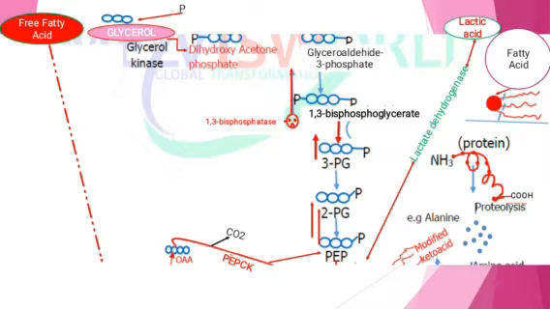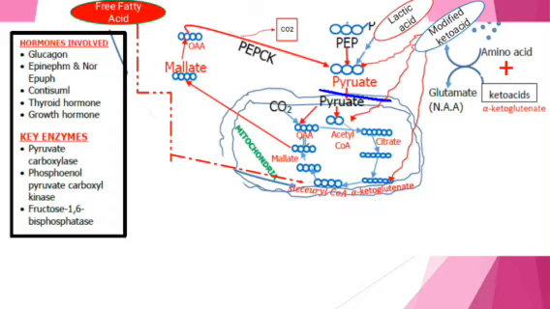Which is then broken down to 1,3-bisphosphoglycerate, then by a mutase enzyme to 2-phosphoglycerate, and then to PEP, phosphoenolpyruvate, which is then acted upon by pyruvate kinase to form pyruvate.